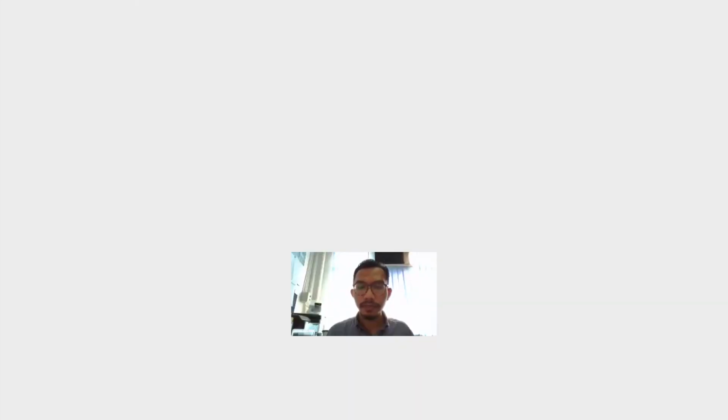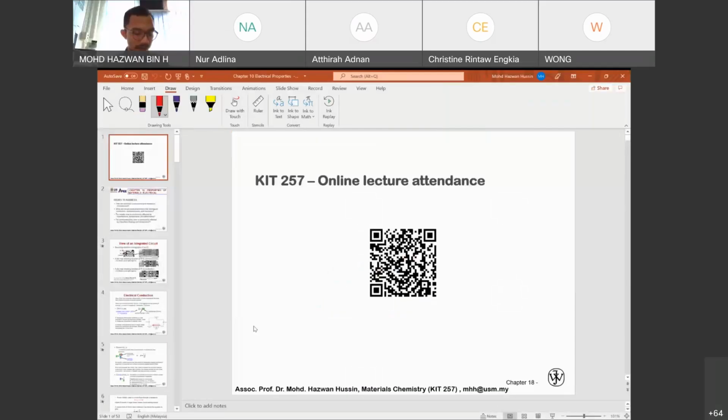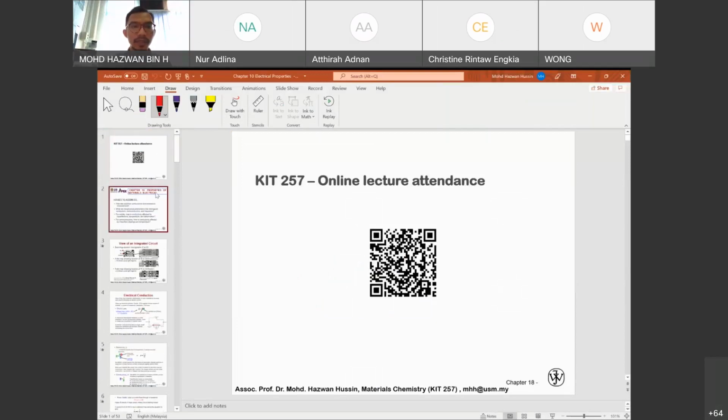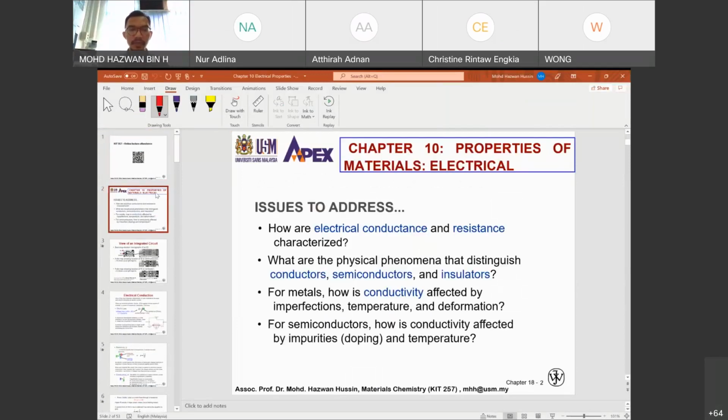Okay, so moving on to the next topic for KIT 257 is on electrical properties. Probably today, just a very simple introduction before we detail it next week. Part of the important things in materials is basically to understand the electrical behavior. Whenever you produce a material, it is also important to understand whether the material has electrical properties or not.